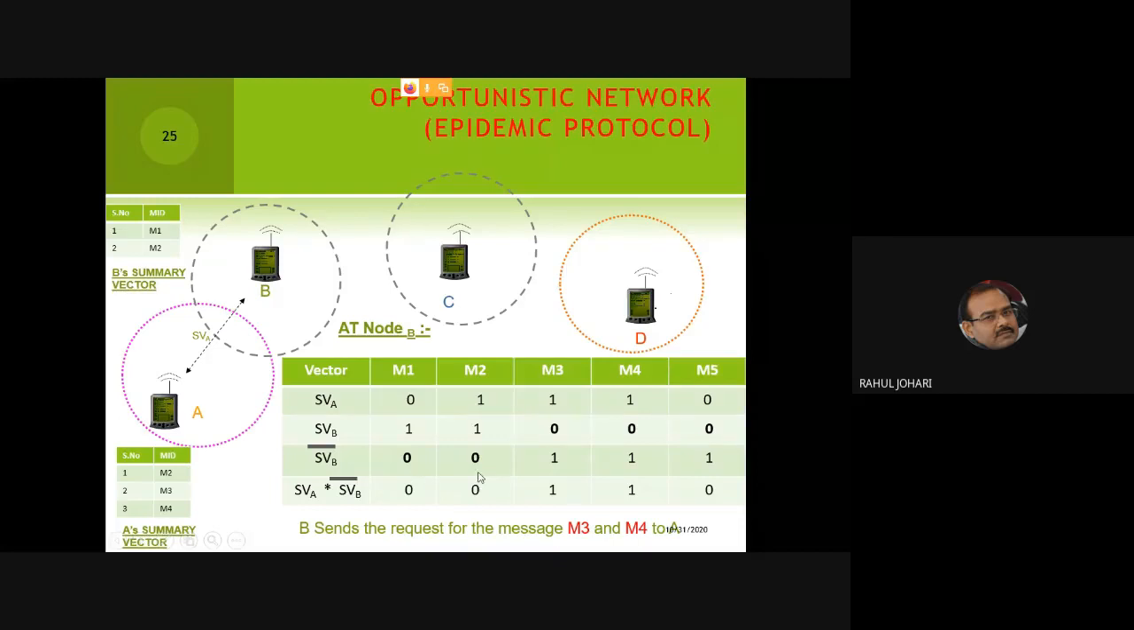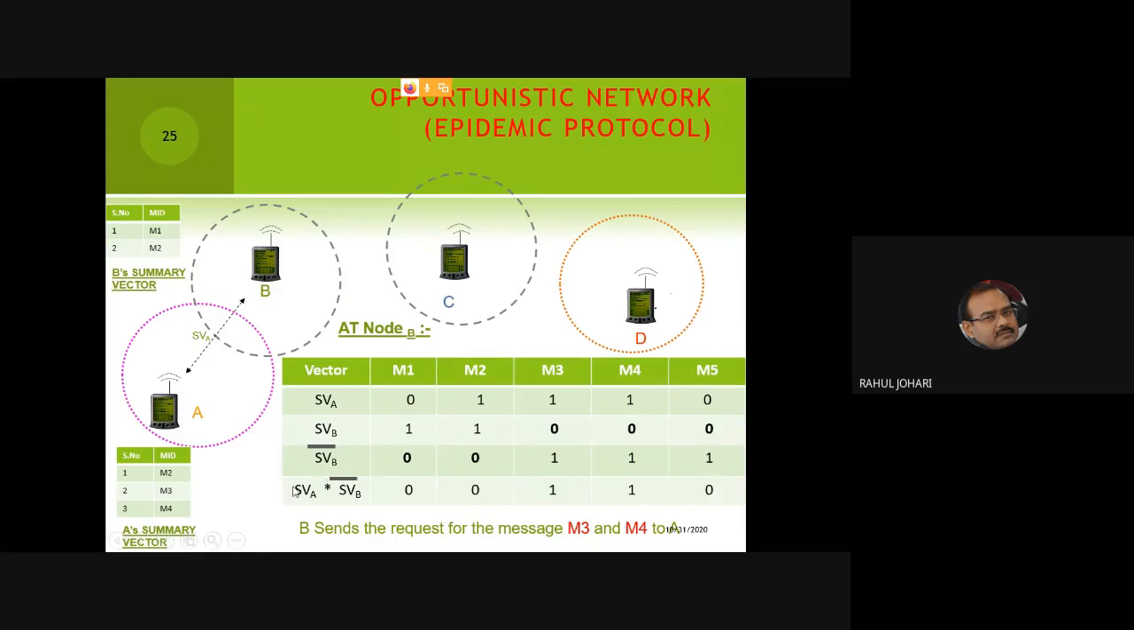So we get 0, 0, 1, 1 and 1. And now we carry out a product of the summary vector of A with the complement of the summary vector of B. So if you look here, 0, 0, 0, we get 1, 0, 0, 1, 1, 1, that's fine. Again 1, 1, 1, that's okay. Then 0, 1 and the 0.